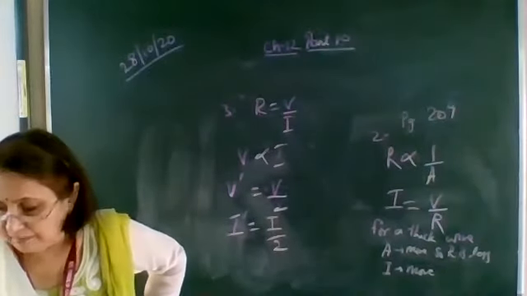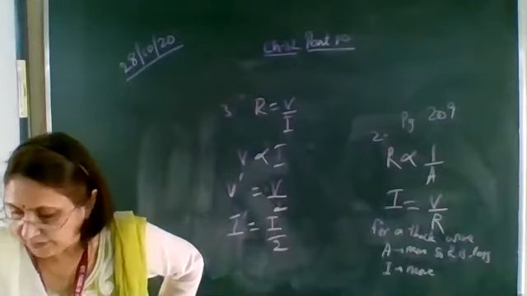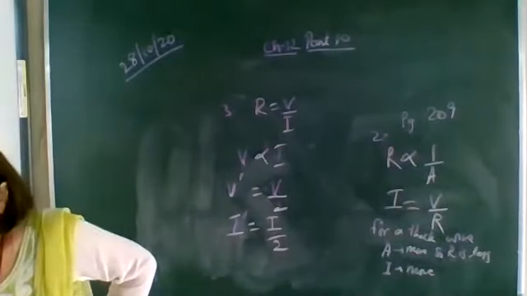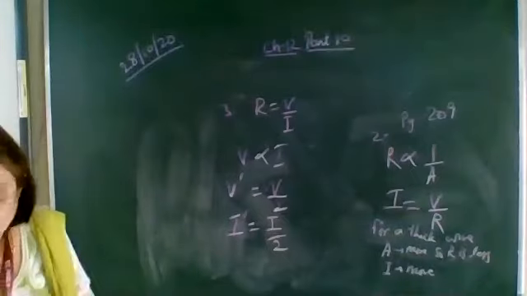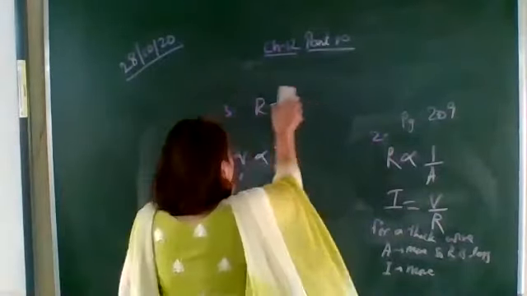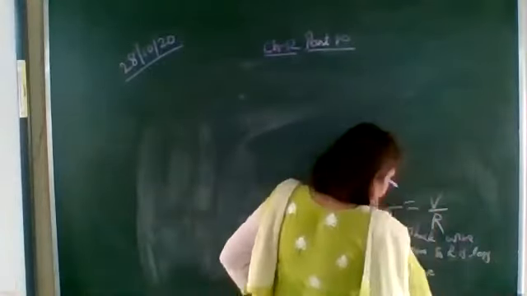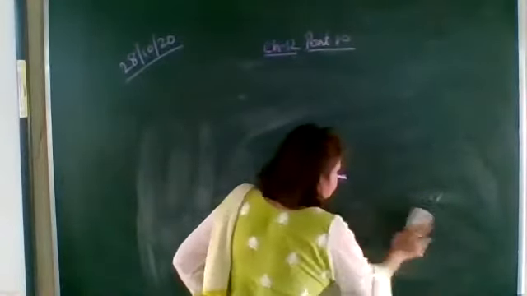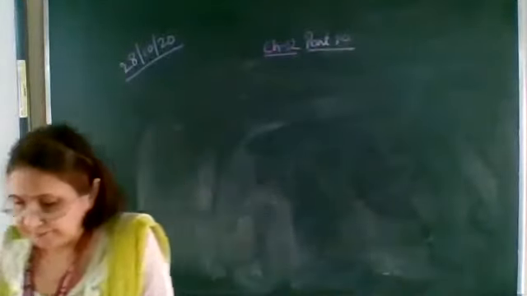So, silver is the best conductor. Okay. Next we come to the resistance of a system of resistors. Now the resistors can be connected in different manners. Here we will discuss the series combination of resistances and the parallel combination of resistances.